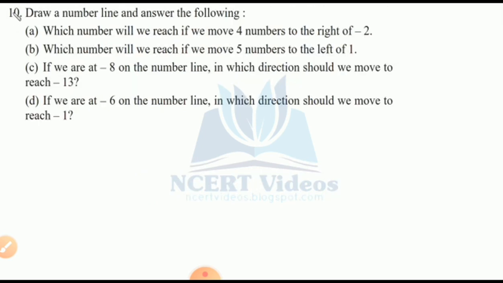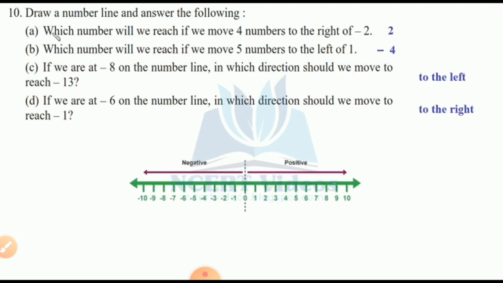Okay, so here look at question number 10. Draw a number line and answer the following. Which number will we reach if we move 4 numbers to the right of -2? Yes, very good question. You can use a pencil to draw a number line. No need to draw for each and every one. You can just count: -2 से start किया, 4 step right side पे लेने का बेटा. So -1, 0, 1 and 2. So the answer is 2.